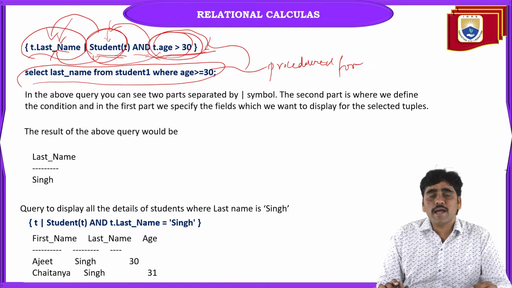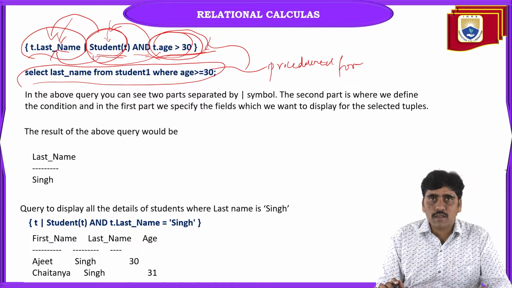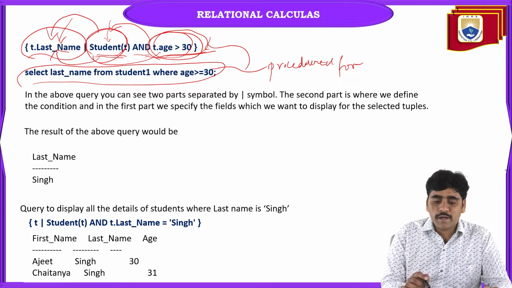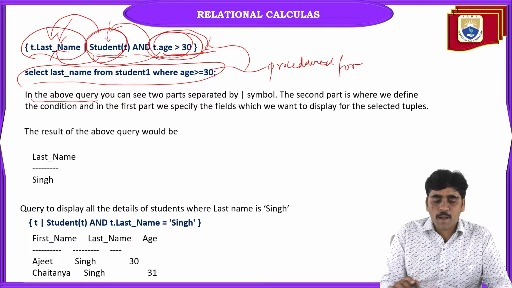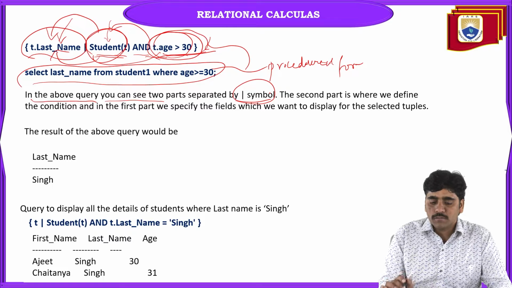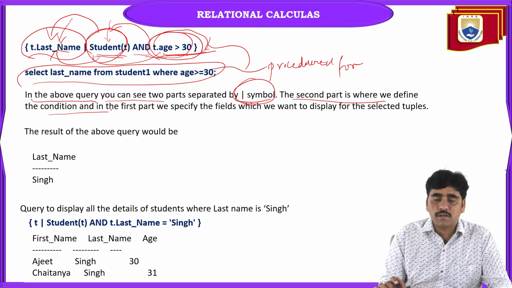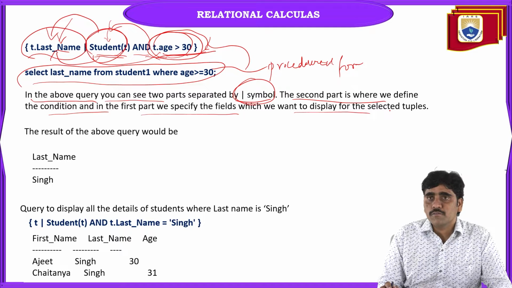So now it satisfies the definition: tuple relational calculus is a non-procedural language that displays the selected tuples based on the given condition. I am selecting the tuple to display last name on the condition age greater than 30. Now I have written this query and executed it. Look at the above query: you can see two parts separated by a bar symbol. The second part is where we define the condition, and in the first part we specify the fields we want to display for the selected tuple.